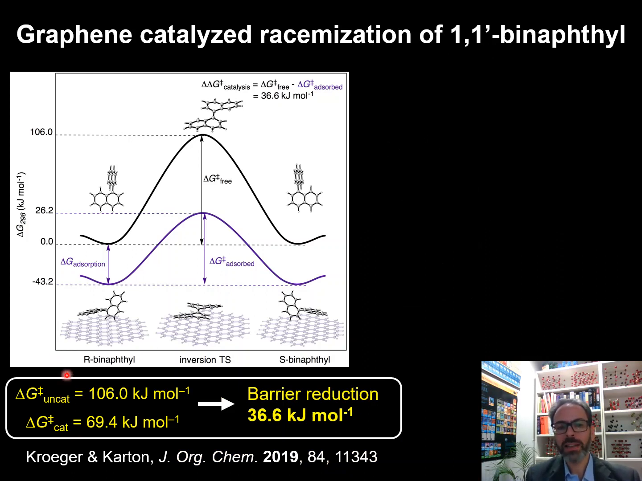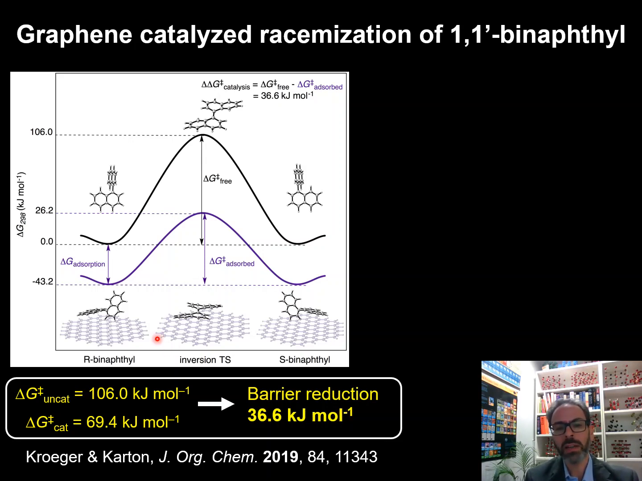So a graphene catalyst reduces the barrier for the anti-type transition structure from 106 kilojoules per mole to 69.4 kilojoules per mole. Or in other words, the barrier is reduced by 36.6 kilojoules per mole, which is a significant reduction in the reaction barrier height.